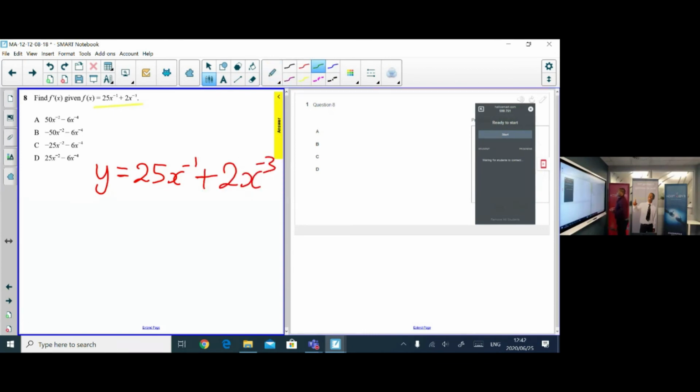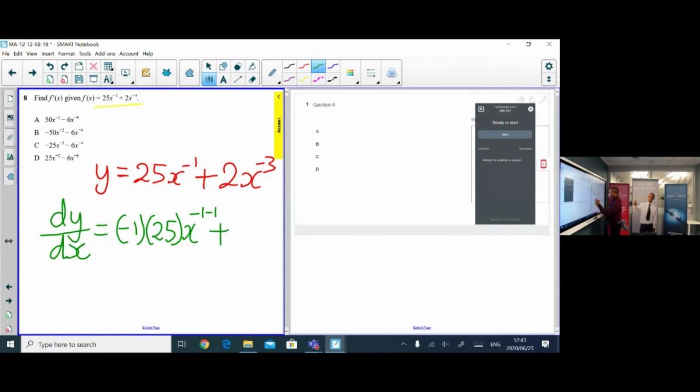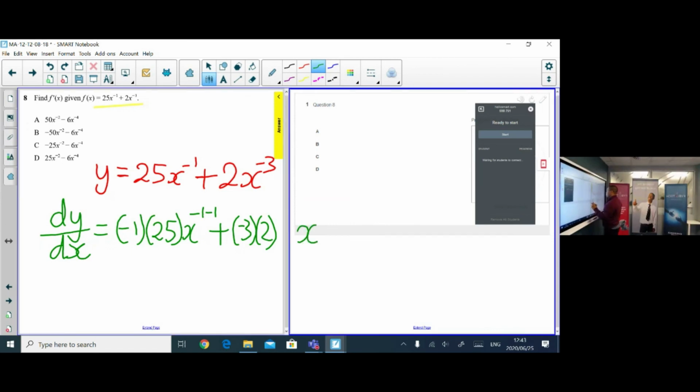So with that in mind, I'm looking for the first derivative, which is dy/dx. So that will be pulling down the negative. Then you have the 25 remaining. Then x to the -1, plus you pull down the -3, the 2 remains, and then if I may go to this side, you have x to the -3, -1.